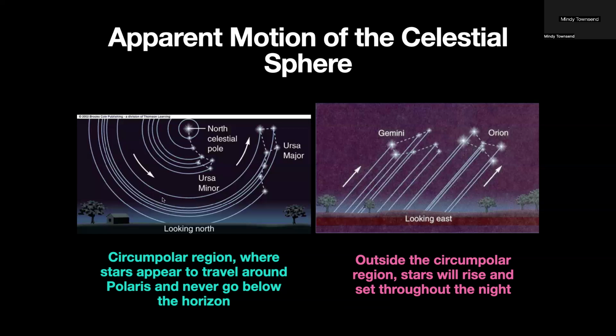But they kind of travel like this. So Ursa Major is circumpolar. It will appear to just travel in a big circle around the North Star, around Polaris.